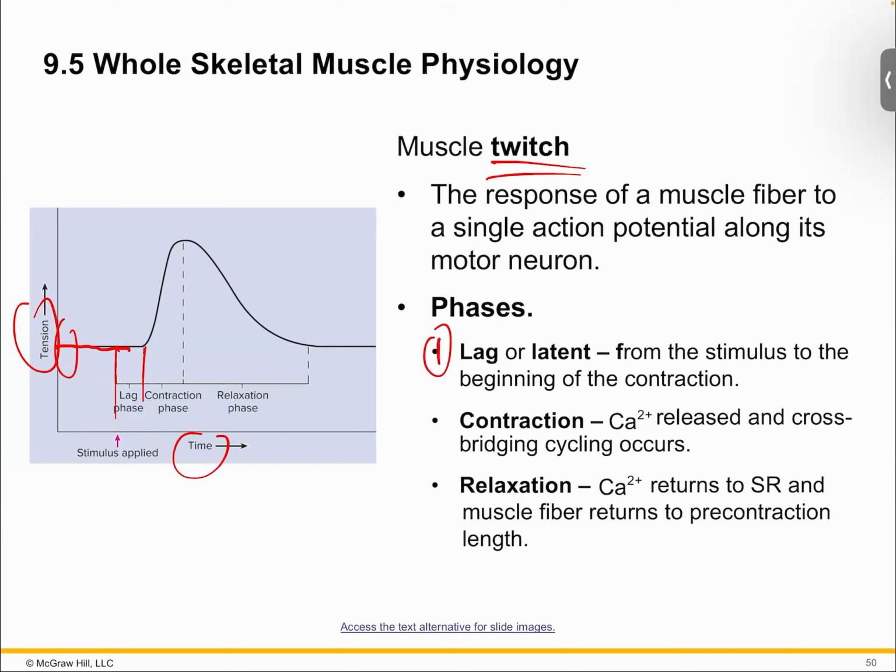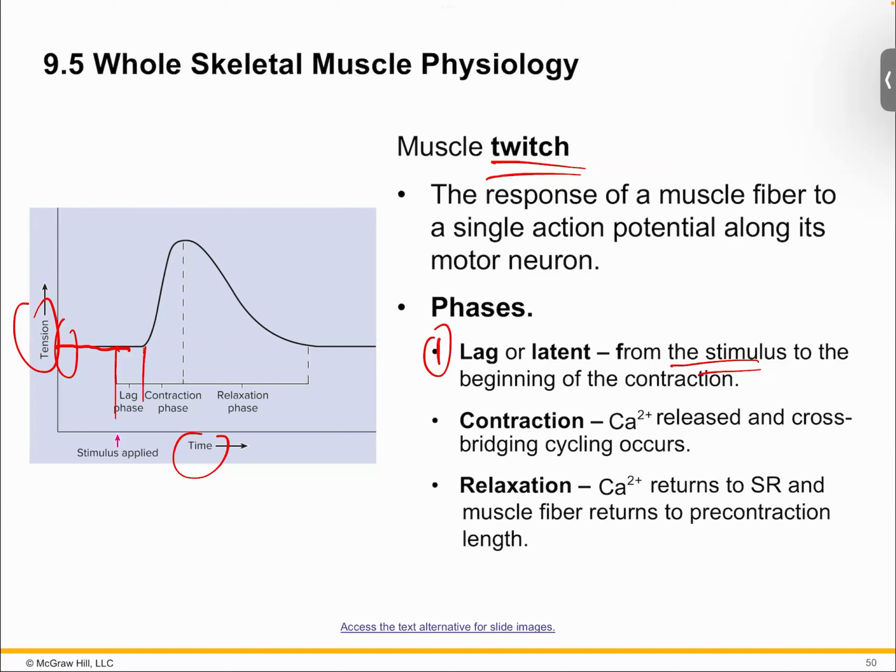This is when your stimulus first enters and is busy going down the sarcolemma, down into the T-tubule. It hasn't released anything yet. So that takes a little bit of time. There's a little bit of a lag there before you actually get some sort of visible muscle response to it. So that's what's happening, that lead up to the release of calcium. That's happening in the lag or the latent phase.